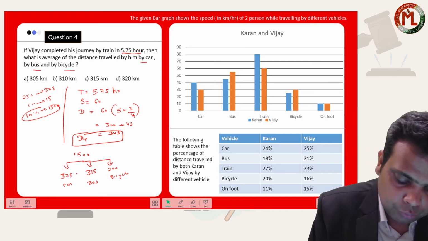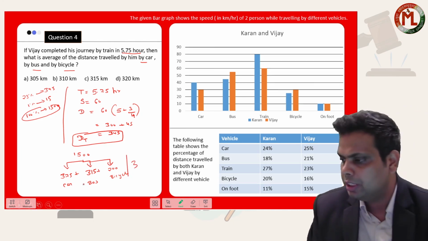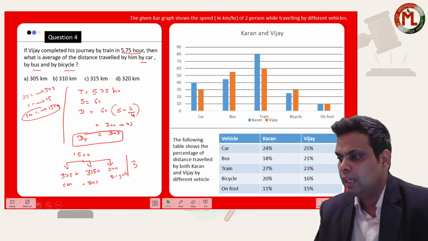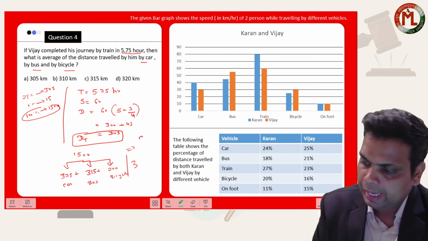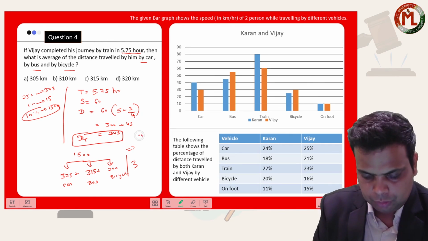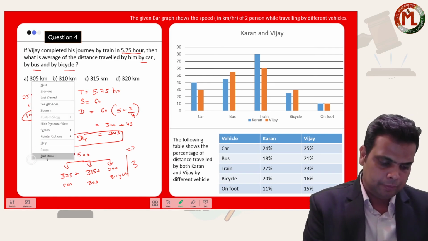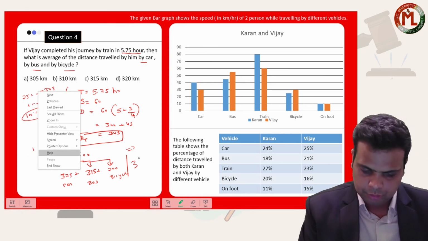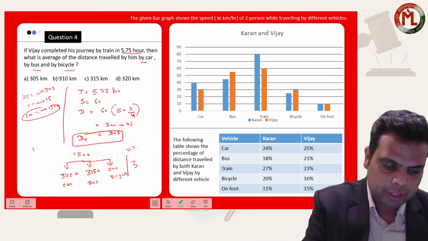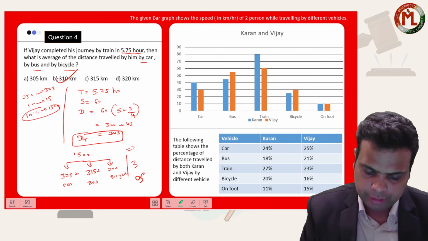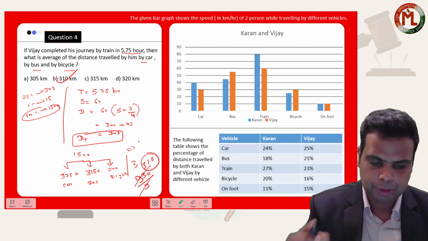Now it's like the average of all these three. So add all the distances and divide by 3. Adding all this, you can see the answer, we get 930. Now 930 by 3, you will get 310. 310, option B is the right answer.